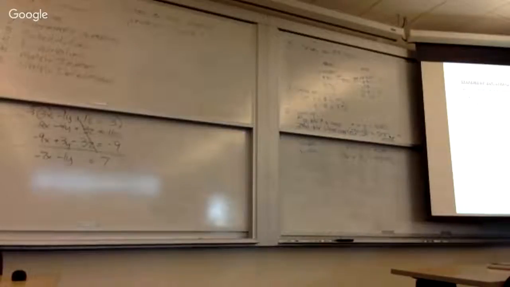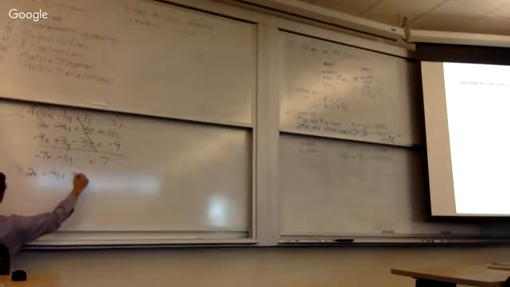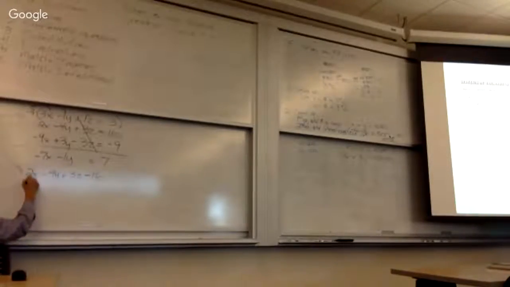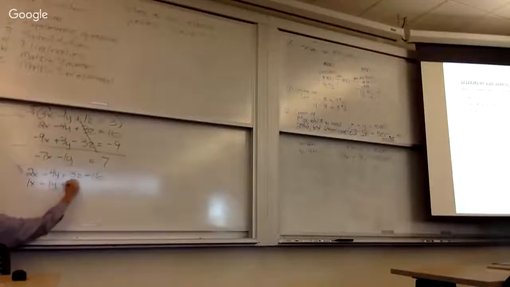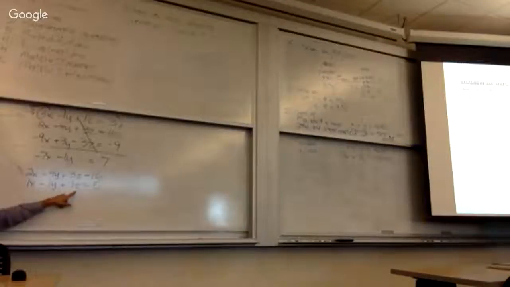Now what do we do? Take your second step. Take the bottom two equations now. So now I'm going to take my bottom two equations and do the exact same thing. With the bottom two equations, I'm now going to eliminate z again. So I'll take my bottom two equations, which are 2x minus 4y plus 3z equals 16, and 1x minus 1y plus 1z equals 5.